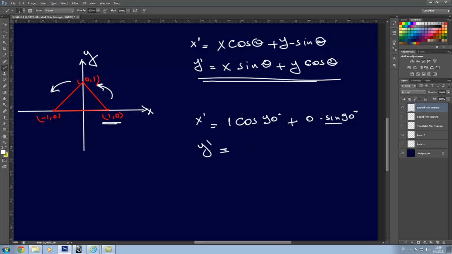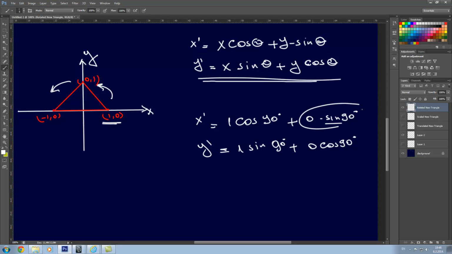I will just rewrite it again. So y prime equals 1 times sine of 90 degrees plus 0 times cosine of, actually not theta, 90 degrees. Let me just undo this for a second here. 90 degrees. Oh man, this looks like a G actually. Sorry about that. 90 degrees. There you go. Again, sorry about that. The tablet position is kind of weird.